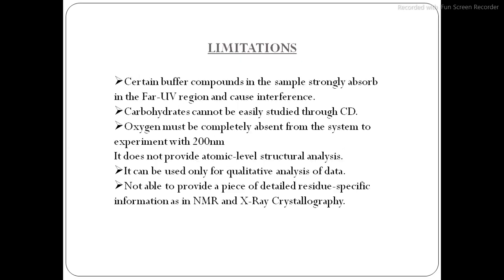The limitations of circular dichroism include that certain buffer compounds in the sample strongly absorb in the far UV region and cause interference. Carbohydrates cannot be easily studied using circular dichroism. Oxygen must be completely absent from the system to experiment at 200 nanometers. It does not provide atomic level structural analysis. It can be used only for qualitative analysis of data.